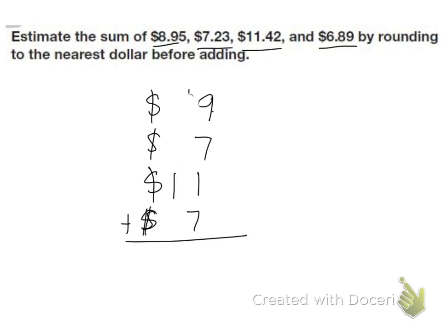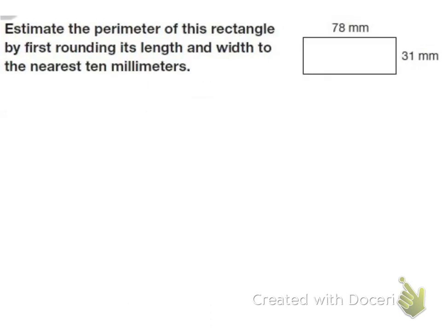So I know 9 plus 1 is 10. And then 10 plus 7 is 17. And 17 plus 7 is 24. So I'm going to carry my 2. 2 plus 1 is 3. So my answer is $34. All right, let's do the next problem.